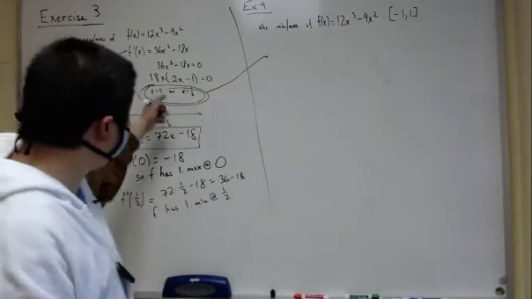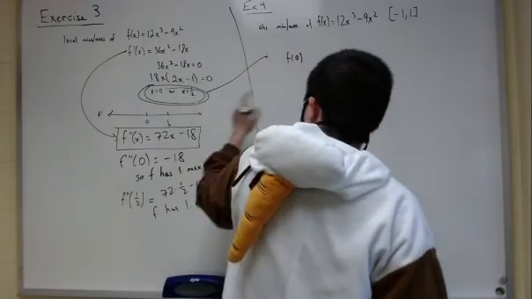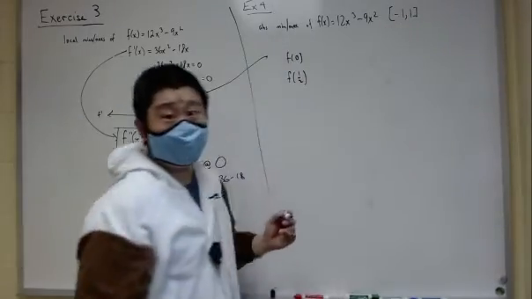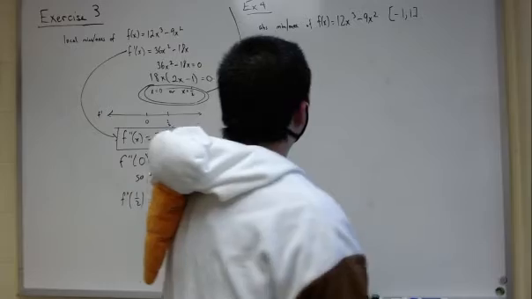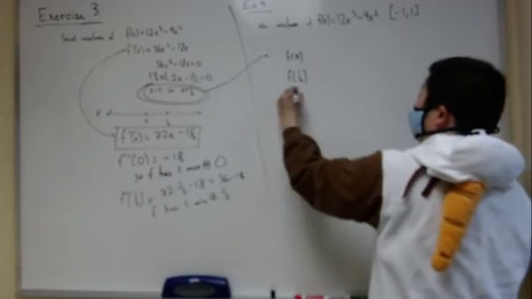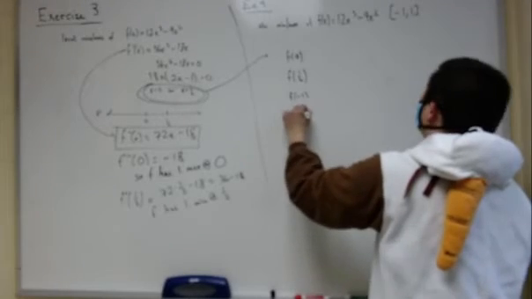So we should compute f of 0. We should compute f of 1/2. But we should also compute f at the endpoints. This is just the method that's used to find the absolute min max of a continuous function. So the endpoints is what? F of -1 and f of 1.